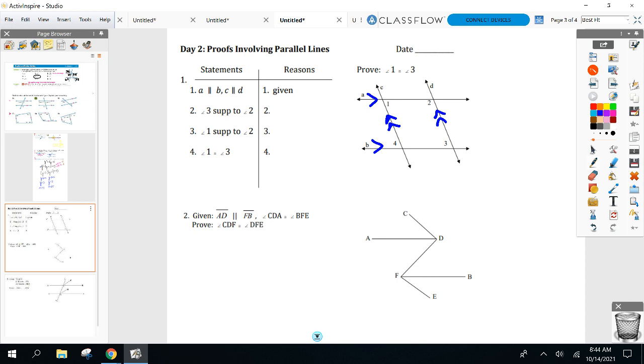All right, so how do we get there? Here's what I'm stating in number 2. 3 and 2 are supplementary. Why? Look at 3 and 2. You've got to know what type of angles those are. Parallel lines and. They're just what type of angles first? Same side. Everyone agrees, same side interior? So from yesterday, they should be congruent or supplementary. That's why I said they were supplementary, because they're same side interior.